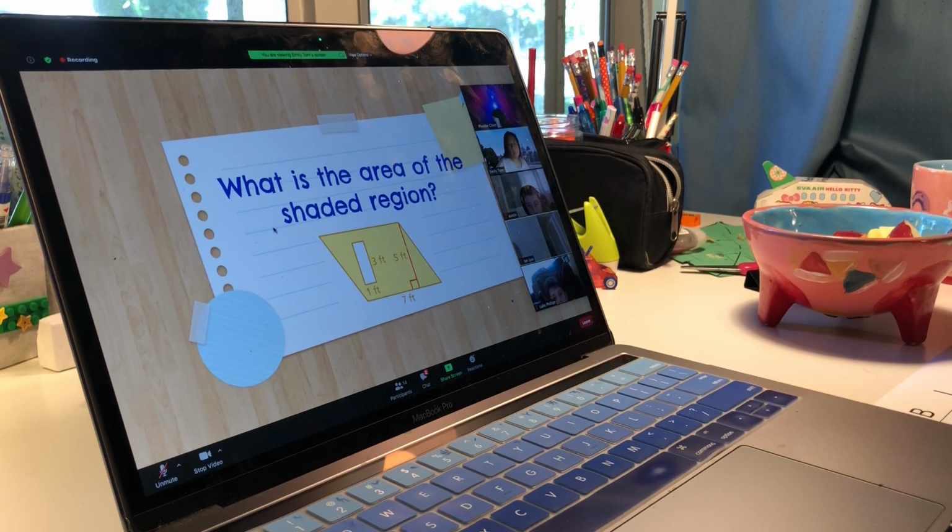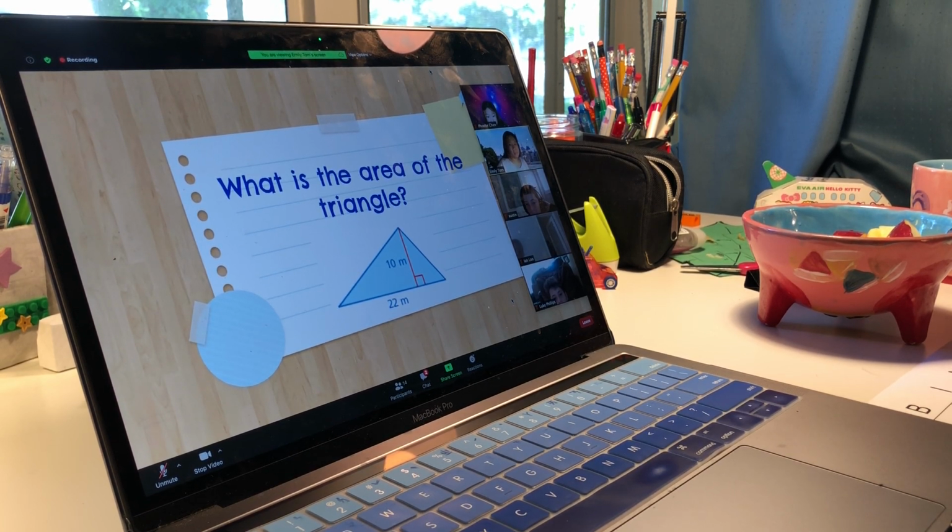All right. What is the area of the triangle right here? Just use the formula from the first question, plug in all these numbers. Was this on the homework? Yeah, it might have been. It was either on the homework or the slide that I shared with you.